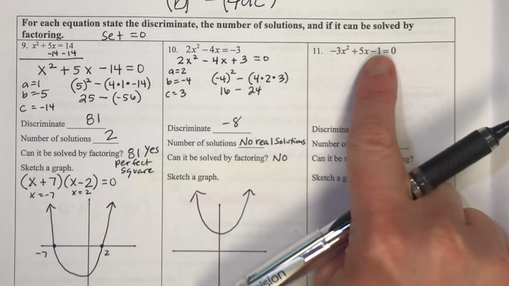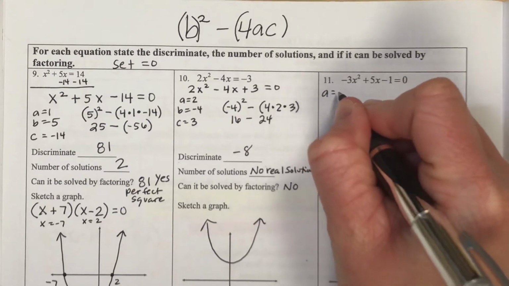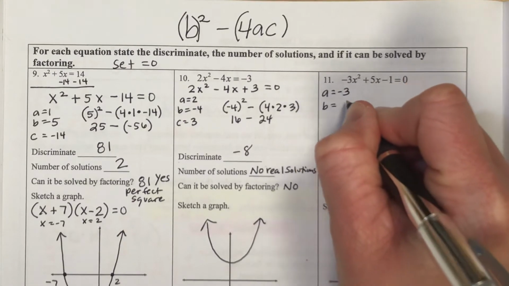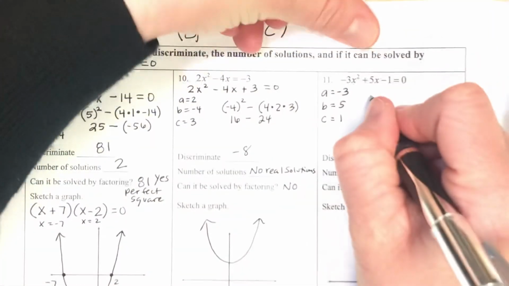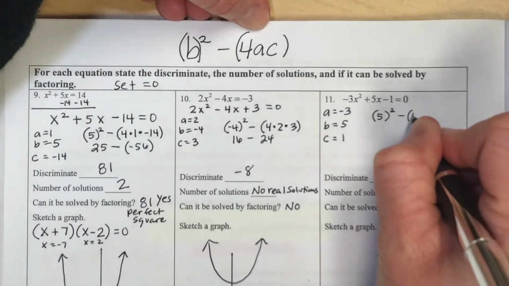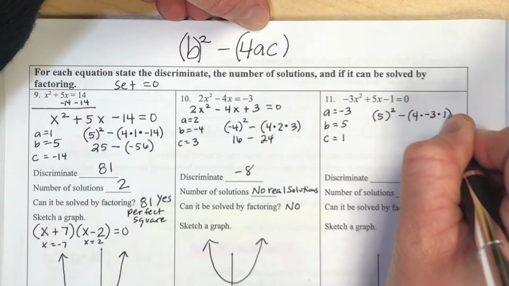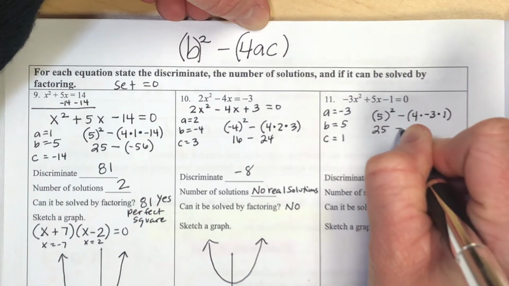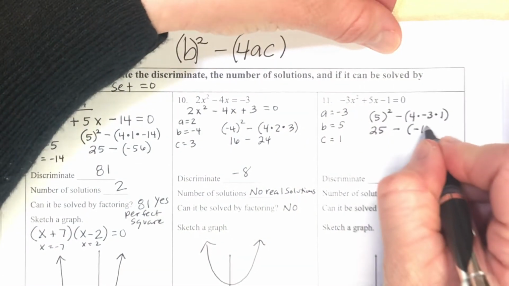All right, here's number 11. I do have it set equal to 0 here. So my a is negative 3, b is 5, and c is equal to 1. My b squared would be 5 squared, and then subtract 4 times a of negative 3 times c of 1. So this will be 25 minus a negative, and 4 times 3 is going to be negative 12.